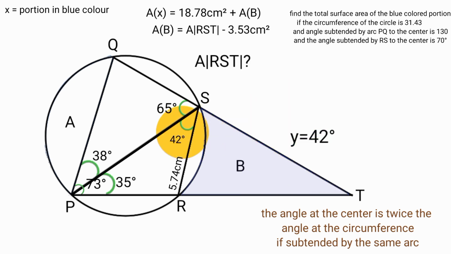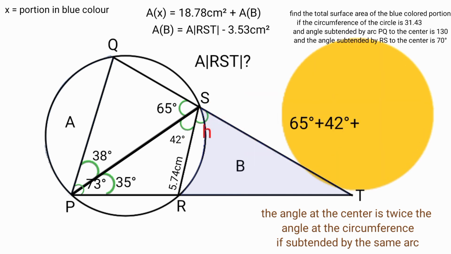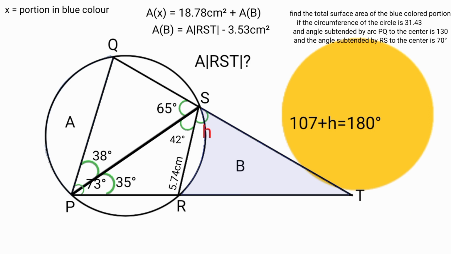Substitute here. Coming back here also, these three angles lie on the same straight line, and we know that the sum of angles on a straight line must be 180 degrees. So we can label this h and form an equation: 65 plus 42 plus h equals 180 degrees. 65 plus 42 is 107. So 107 plus h equals 180 degrees. Subtract 107 from both sides now. h equals 180 degrees minus 107, which is 73 degrees. So h equals 73 degrees.